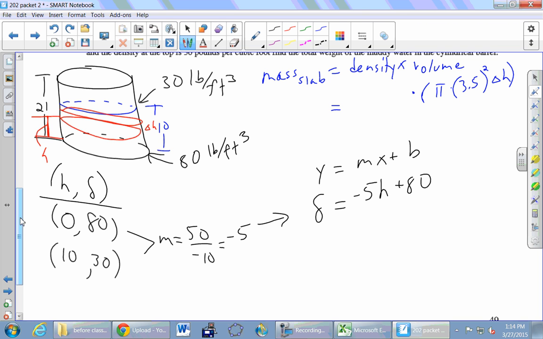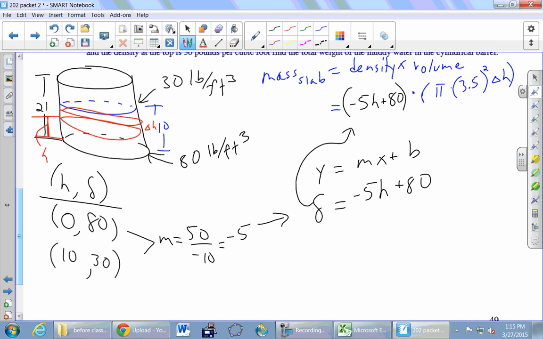Okay, so that formula right there is the density of that red slab, and it changes depending on where the red slab is. But that density is exactly what we were after up here. So I'm going to put that right in here: -5h plus 80. Right? It's not a constant. It depends on the height, on where your slab is. But for all the water molecules in that particular slab, the density is pretty much constant. We're assuming the slab was fairly thin.